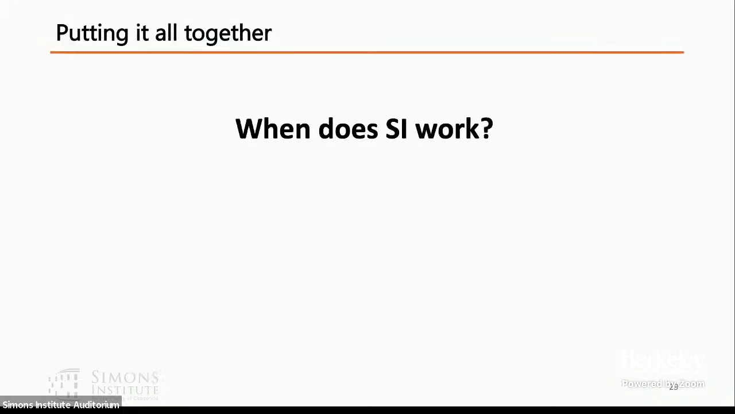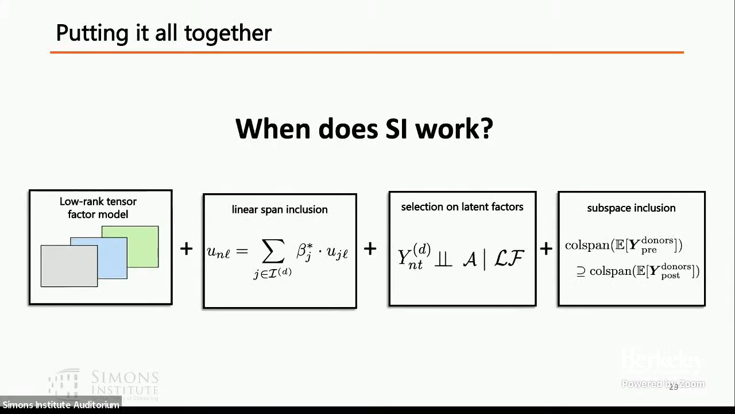Okay, so putting it all together, when do synthetic interventions work? We did a bunch of hard work, and it's these four assumptions: the low rank tensor factor model, the linear span inclusion, selection on latent factors, and subspace inclusion. The low rank tensor factor model you can test for by plotting matrices that are induced by your tensor. And if it is high rank, if you look at its SVD, then you should not be using synthetic interventions. It's at least a diagnostic of when not to use it.